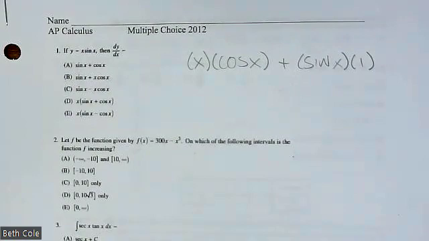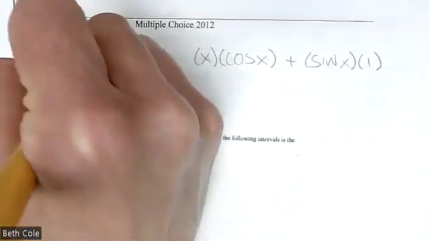What do you think? No, derivative of sine is just cosine. I think it is B, as in barracuda.